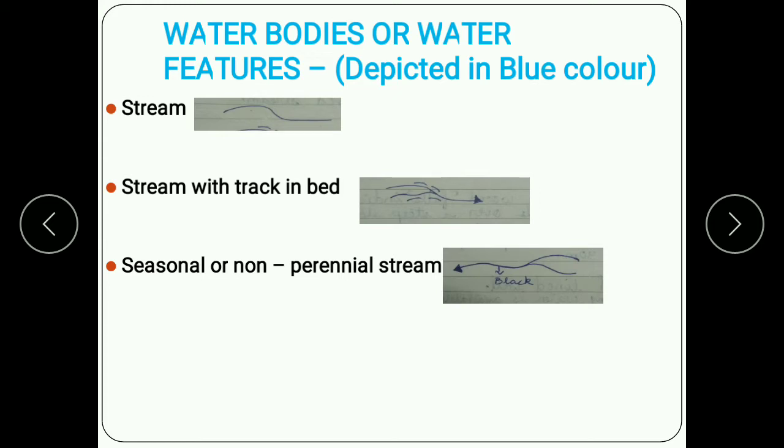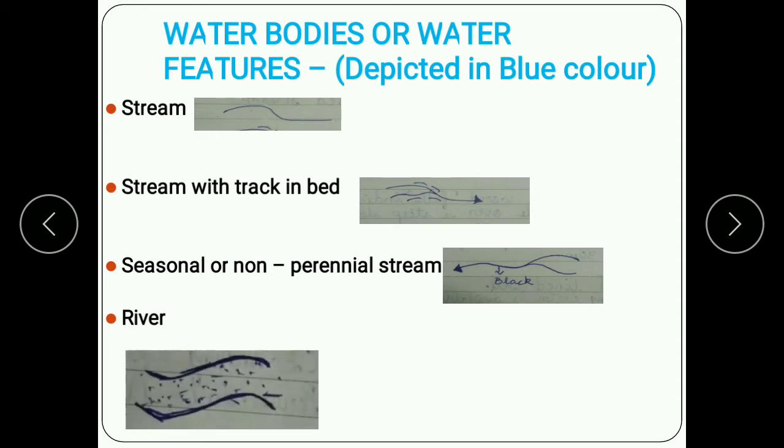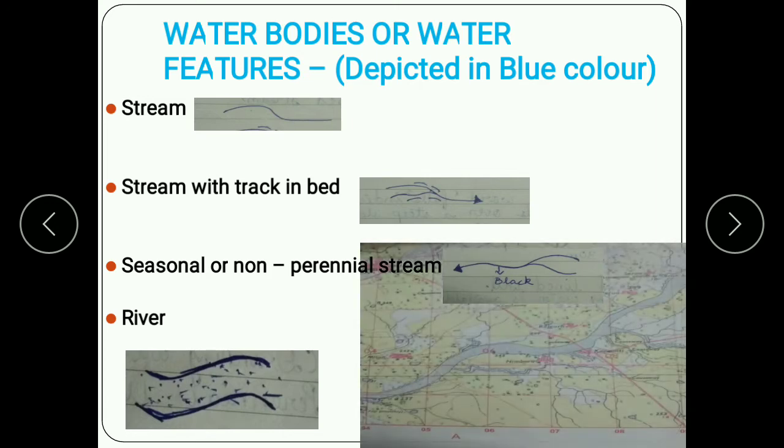Next, river. Rivers are also present in the topographical map, but they should have some thickness. But in case of a seasonal or non-perennial stream, only a single line is depicted, and that also in black color. Rivers are the broader ones, and seasonal or non-perennial streams are the thin ones, a single line.